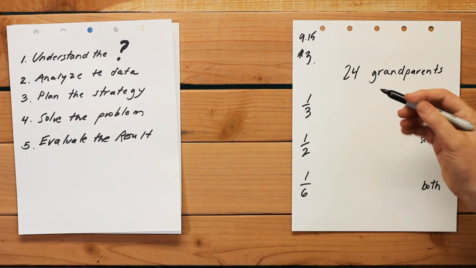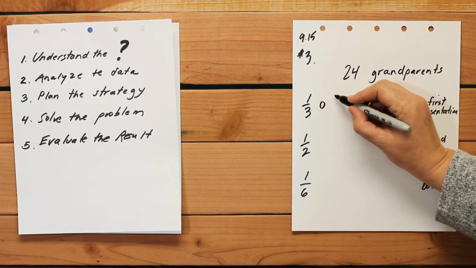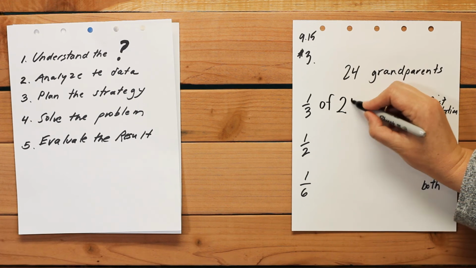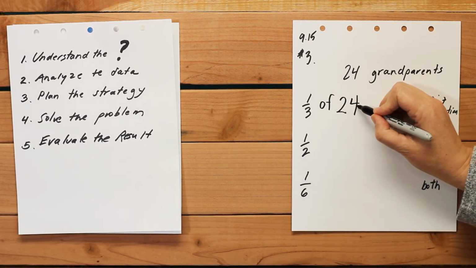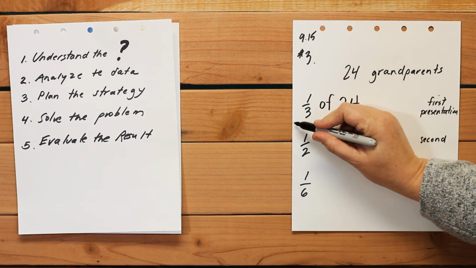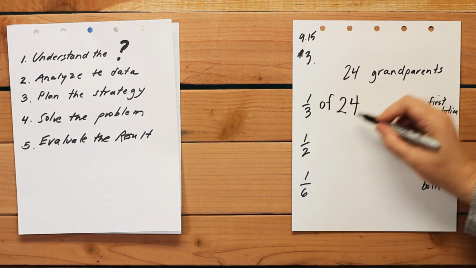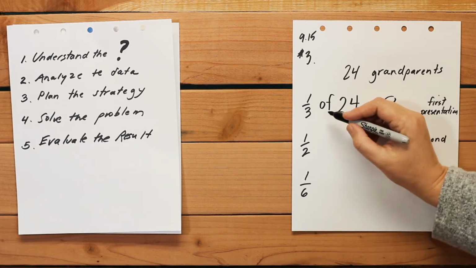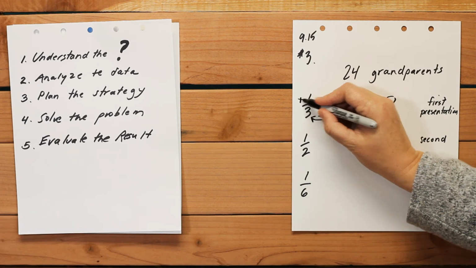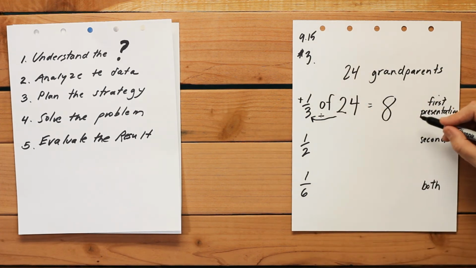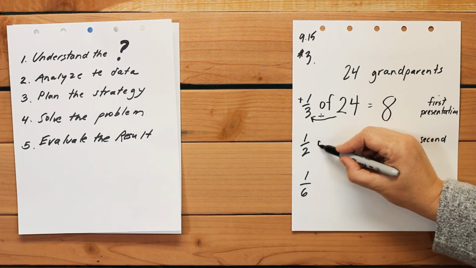So what I'm going to do is say 1/3 of 24. Well, if you remember, we can divide this. 24 divided by 3 is 8. 8 times 1 is still 8. So remember, we go ahead and we divide, and then we can multiply as necessary to give us our answer. So only 8 grandparents came to the first presentation.